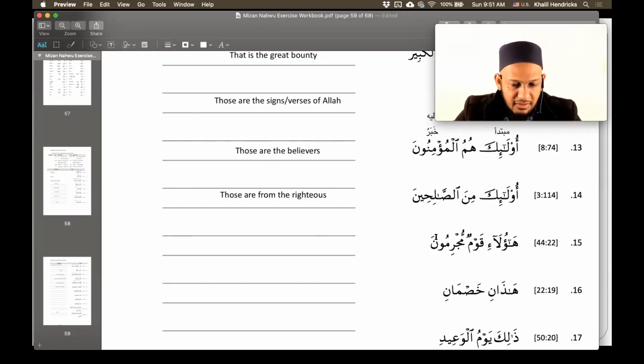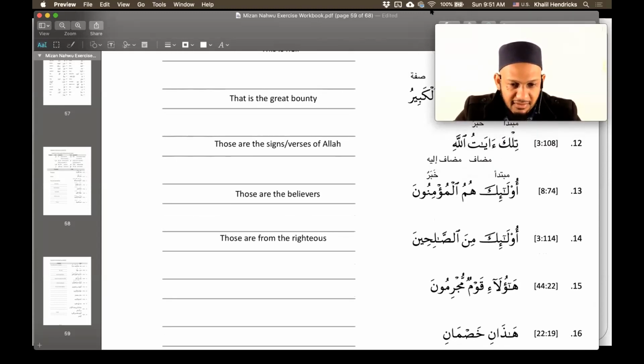Okay, let's go for the labels, inshallah. Ulaika min as-salihin. Ulaika is in this case the mubtada. Perfect. So what is the min then? I would still label it as harful jar. Good. And what did you label the salihin as? Ismul majrur. So min is harful jar, as-salihin is ismul majrur, and ulaika is the mubtada.